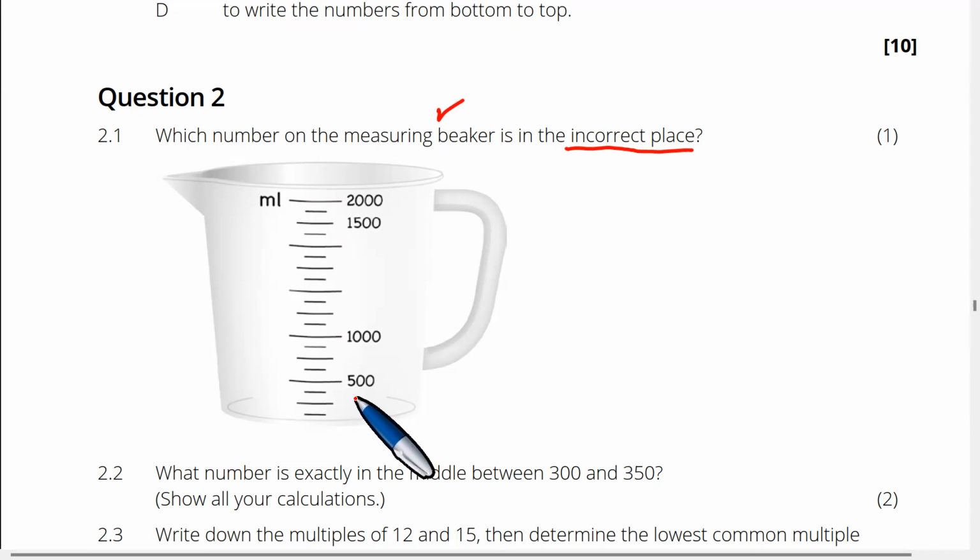It's 1,500. Well done. It is exactly that number there. The number 1,500 is in the incorrect place. So the correct answer here is 1,500 milliliters, because the calibration is in milliliters. Okay, so we continue.